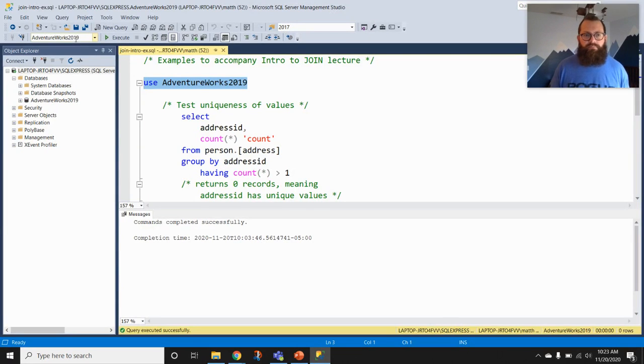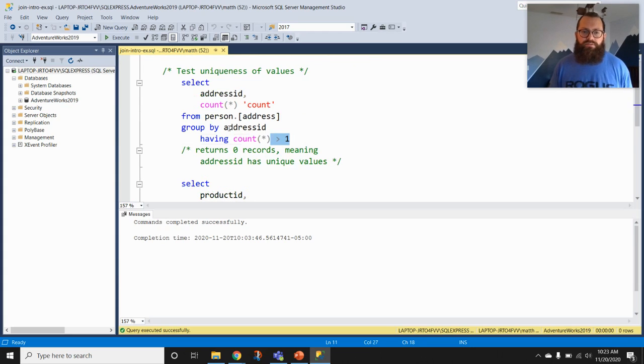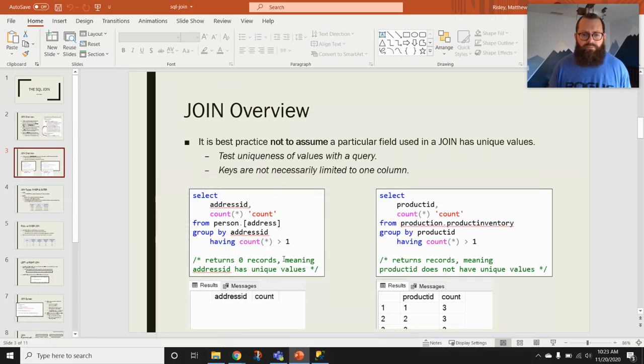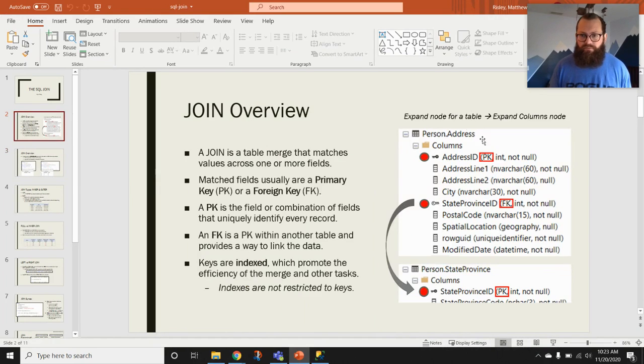I've already got my database set up. We did ultimately run this query and noted that there were no non-unique values for address ID. Let me check the PowerPoint real quick, as I can't remember what table we were looking at. Yes, we were looking at this address table, the same one that we ran the query on, and we know that address ID is the primary key for that table. And there's only one column, so this field is going to be comprised of unique values.